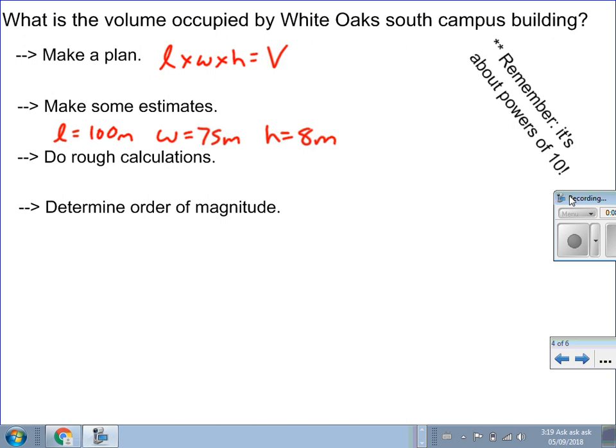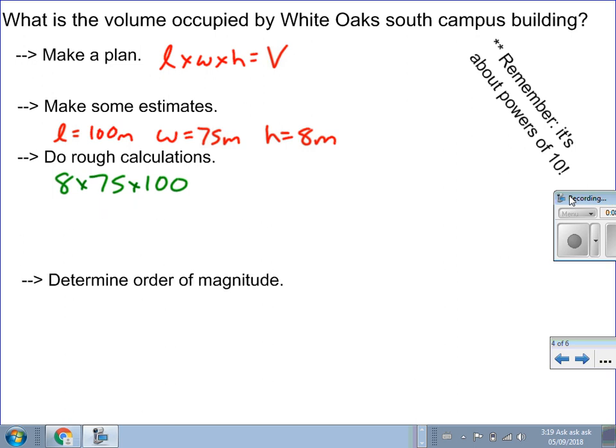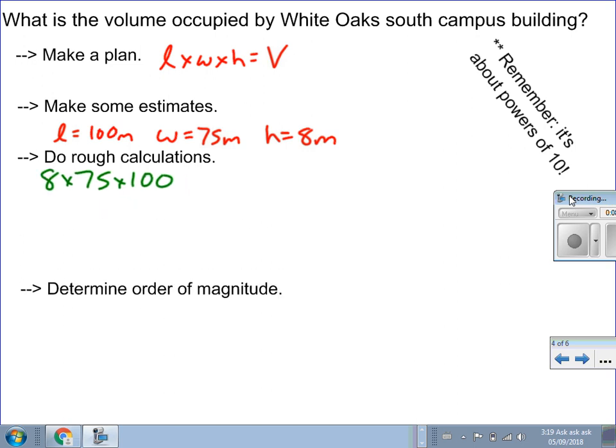Again, I'm estimating, okay? Now, once I've done that, I do my calculations. So volume is going to be those 3 numbers multiplied together. 8 times 75 times 100. Well, let's move this part down a little bit. 8 times 75 times 100.